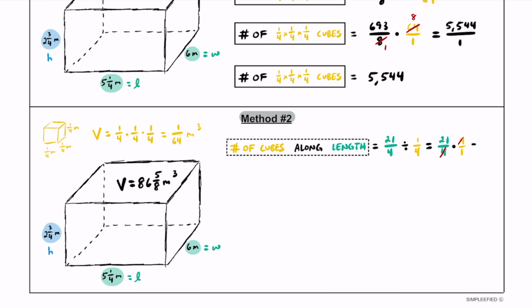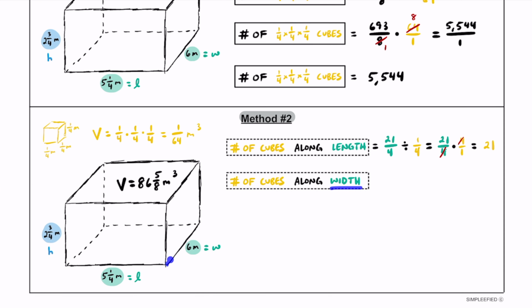And then we're going to find out that we can fit 21 of these little cubes going across the length here. So that's how many little cubes are going to fit across this rectangular prism, because there are 21/4 inside of 5 1/4. Now, what about the width?